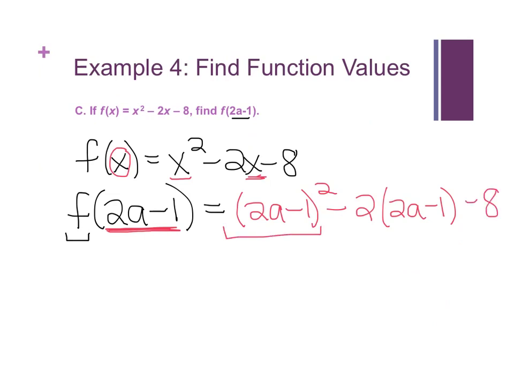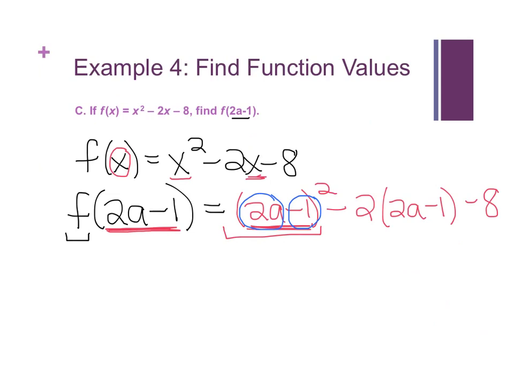Now, I need to think about this (2a minus 1) squared. A power cannot be distributed to each of the terms. It's not like I can take 2a minus 1 and say 2a squared gives me 4a squared, and then square the negative 1 to get positive 1. When you have two terms, this is called a binomial because bi means two. So I have a binomial here because I have two terms.